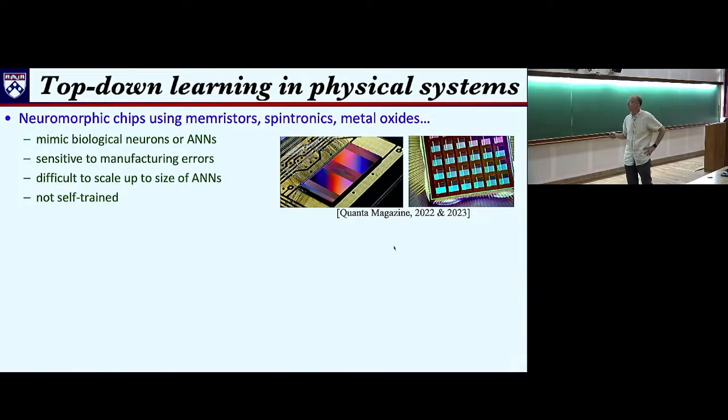And also, I want to emphasize they're not self-trained, right? They might be able to do the forward calculation physically, but they can't train themselves. To train these things, you still have to do backpropagation. It requires an external CPU and memory to train these, okay? So that's a difficulty. So it's still top-down.